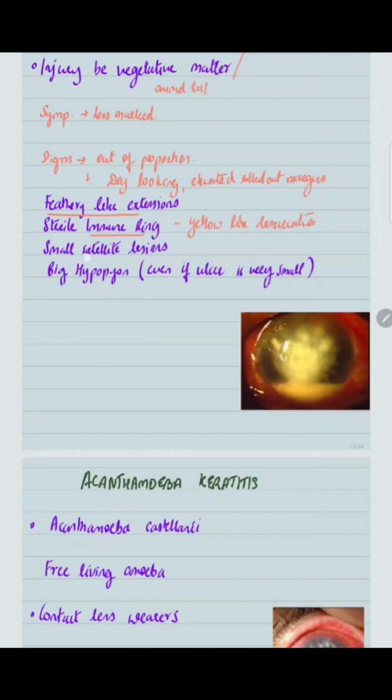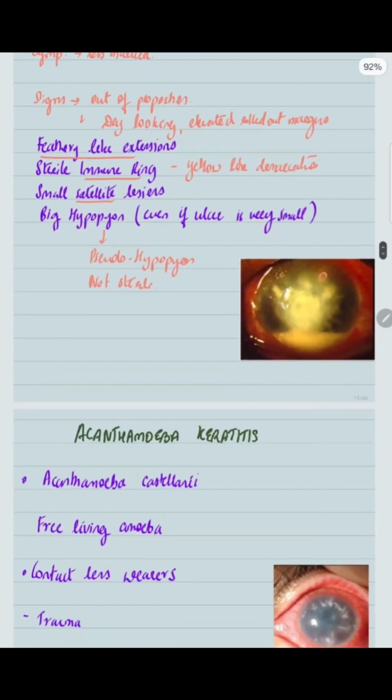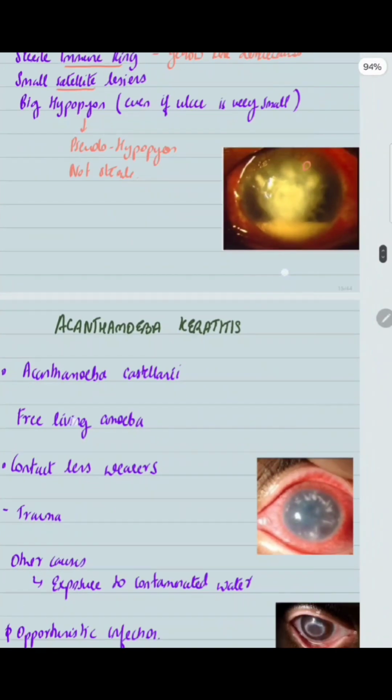Small satellite lesions will be there, and a big hypopyon will be present. Big hypopyon, small satellite lesions, and sterile immune ring will be present. Big hypopyon is not sterile, that is known as pseudo hypopyon. Perforation is rare and corneal vascularization is also absent in mycotic ulcer.